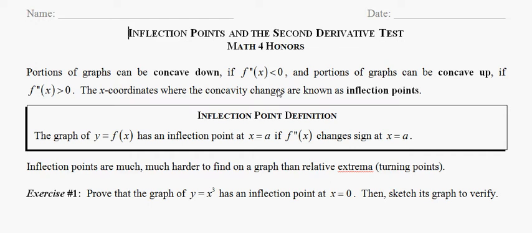Now, as we know, a graph will be concave down if its second derivative is less than 0, and it'll be concave up if its second derivative is greater than 0. The location on a smooth curve where that transition occurs is what's known as an inflection point. The geometric way of thinking about an inflection point is it's really where a curve goes from concave up to concave down, or vice versa.